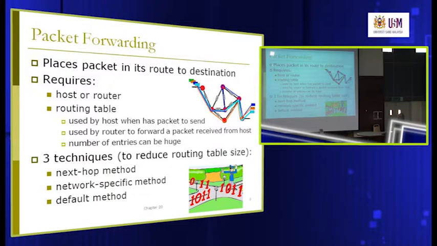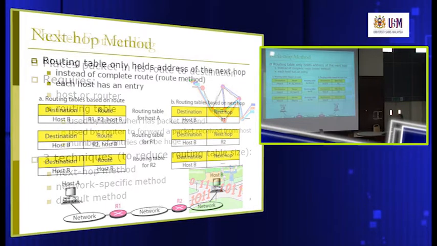So how to reduce the size of the routing table is we use these three techniques, right? Next hop, network specific, and the default method. So we'll take a look at them one by one.